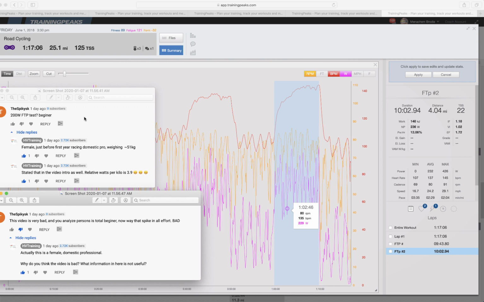Now, the first comment he put up, or she, was 200 watt FTP test, beginner. I chose that on purpose because women in the sport of cycling, first of all, they're not getting enough races. The purses are not there. I've been a huge proponent of women's cycling since I first started Human Vortex training. I personally find the women's racing, the road racing, the criterium, is much more cerebral. It's much more tactical and it's much more fun to watch. And it's a harder sport to excel at.